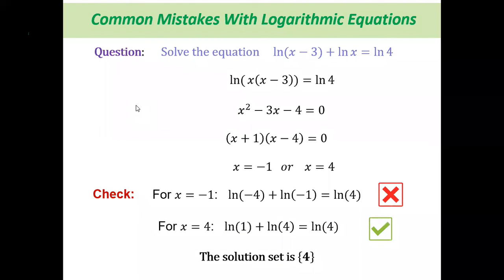We hope that you are able to avoid such common mistakes related to logarithmic properties and logarithmic equations. Finally, we will meet again to draw your attention to other common mistakes.